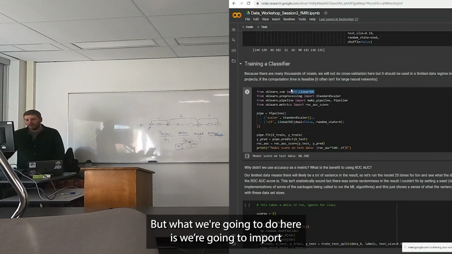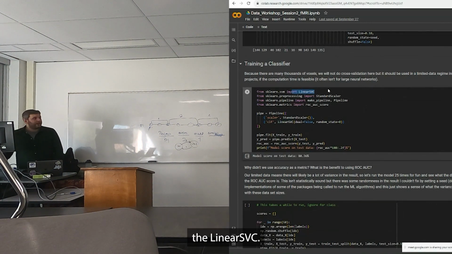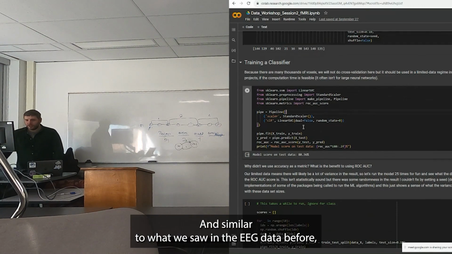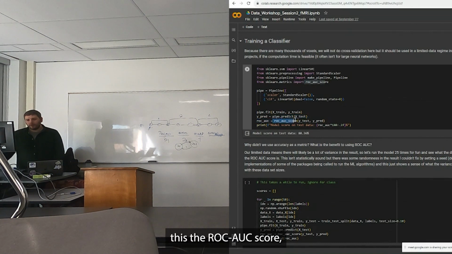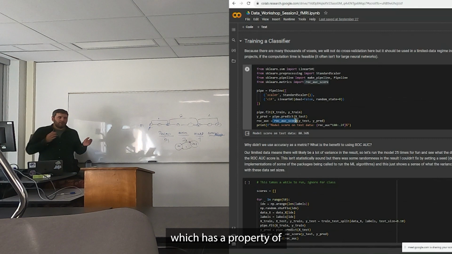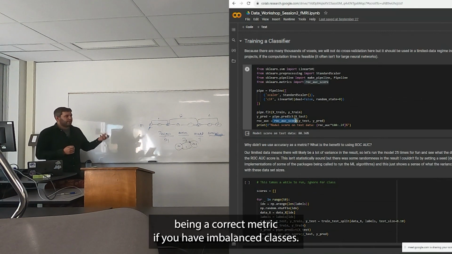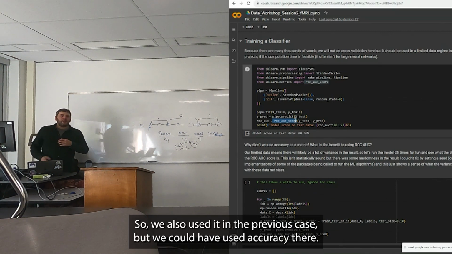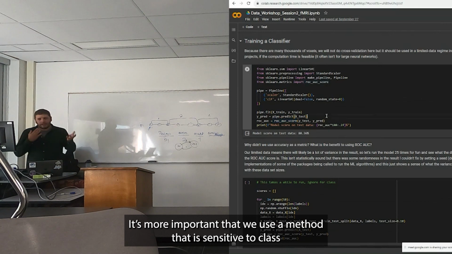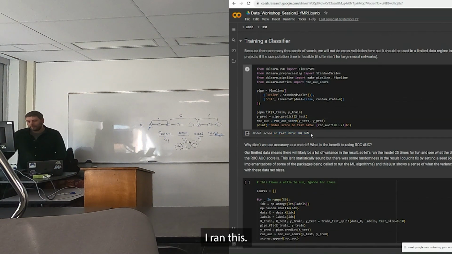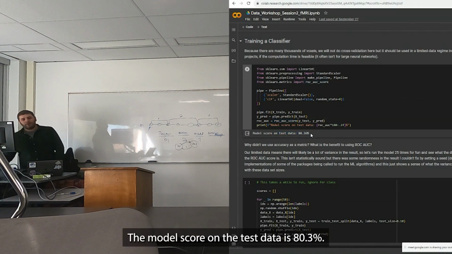But what we're going to do here is import a linear support vector classifier, and similar to what we saw in the EEG data before, we're going to use the ROC AUC score, which has the property of being a correct metric even with imbalanced classes. We also used it in the previous case; it's more important that we use a method that's sensitive to class imbalances here. So we run this model on the test data and get 0.8.